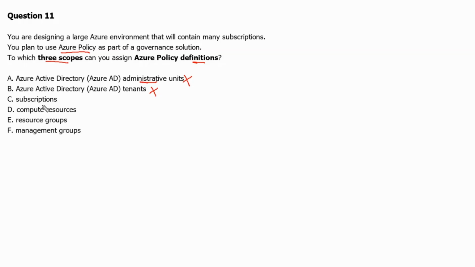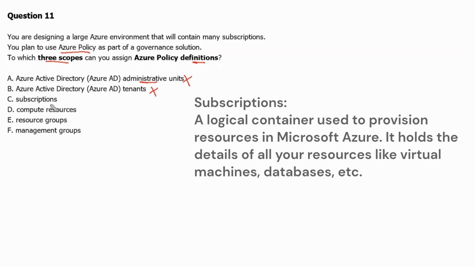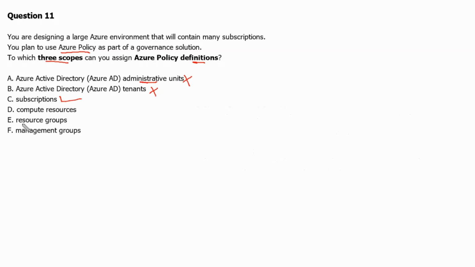Option C, subscriptions. Subscription is a logical container used to provision resources in Microsoft Azure. It holds the details of all resources like virtual machines, database, etc. And subscription can be used as scope in Azure Policy definition. Therefore, it is a correct answer.